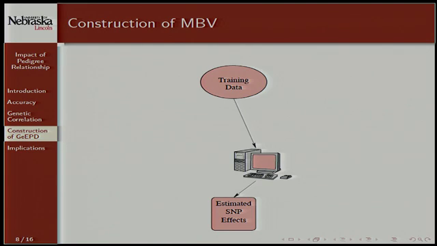And what comes out at the end is a set of estimated SNP effects which tell us, given a genotype, how to construct the molecular breeding value for that particular animal. And we can have different types of training data. We could have different types of models with which we build. Some might work better, some might work worse. But at this point, all we have is a way to construct a molecular breeding value. We don't know how well it works.